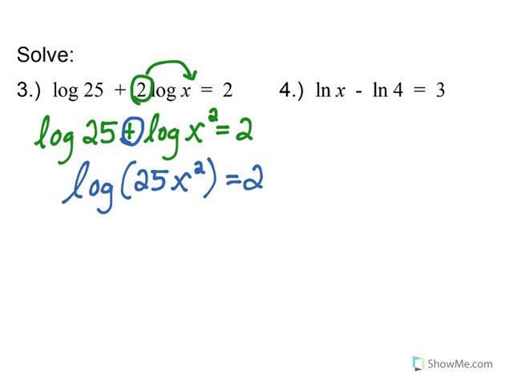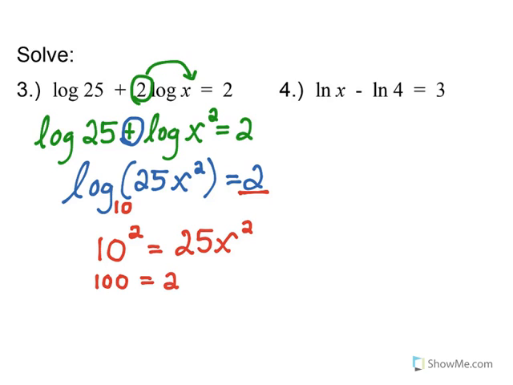So I do need to go back and identify, well, what's the base in a common log? And this is the base 10. So now I can write this in exponential form. So I'm going to have our base 10 to our exponent 2 is equal to the inside expression 25x squared. And that 10 squared, well, that's really a 100. So we have 100 is equal to 25x squared.